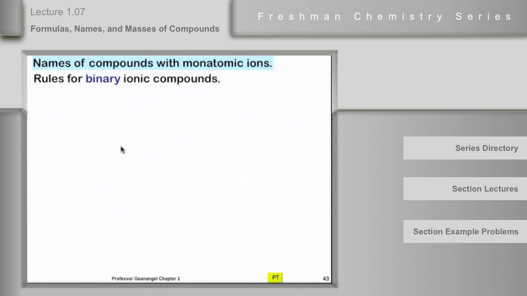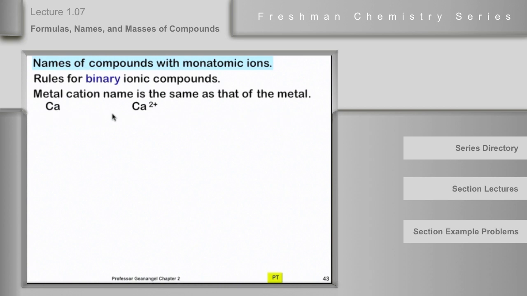Okay, now I'm going to talk about the simplest kind of ionic compounds first. Those are binary ionic compounds, and that means there's only two kinds of atoms in there. Sodium chloride would be an example of a binary ionic compound. So one type is the sodium ion, and the other type is the chloride ion. The metal cation name, as we saw with sodium chloride, is the same as that of the metal. So Ca is calcium. Ca2+ is also calcium.